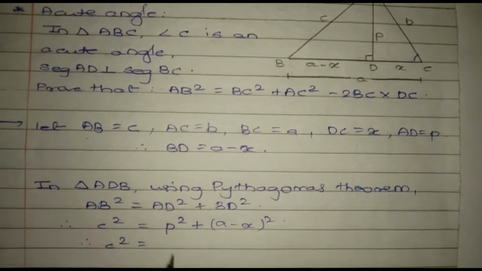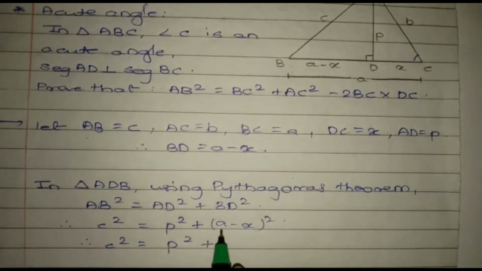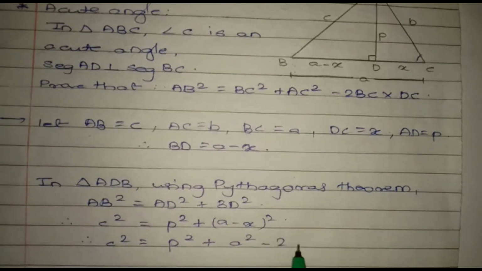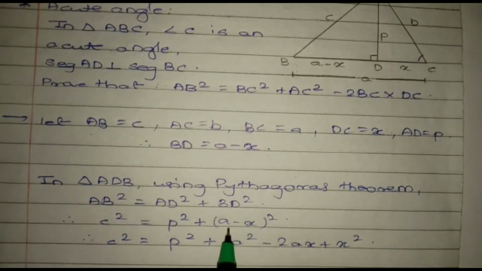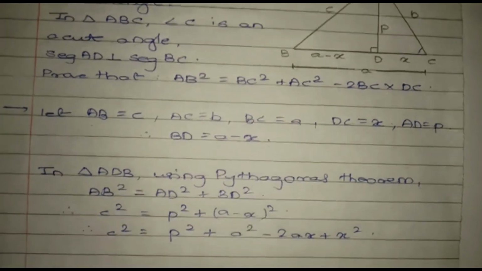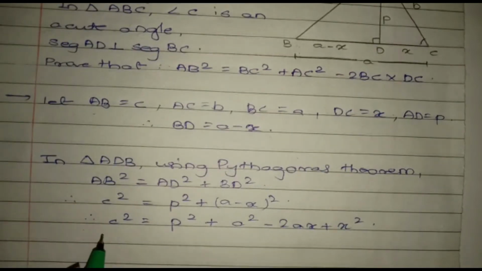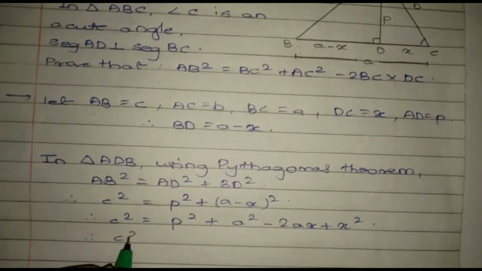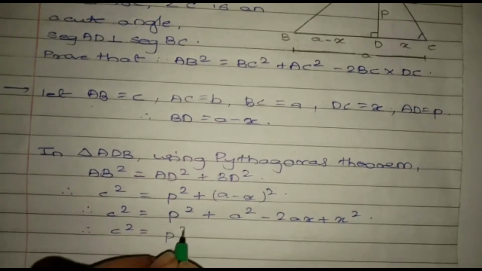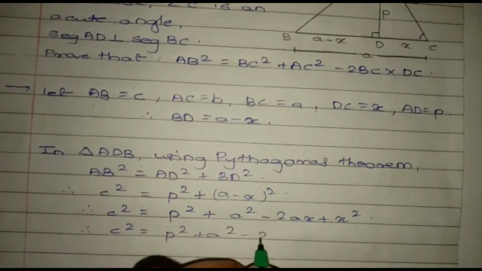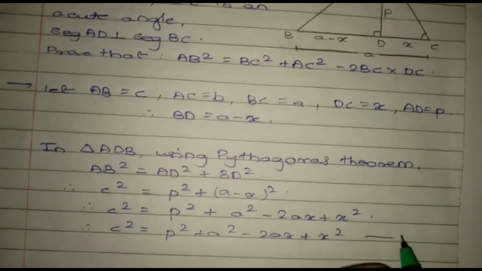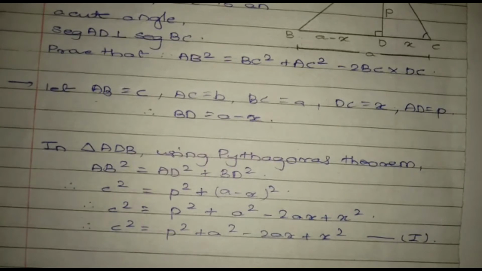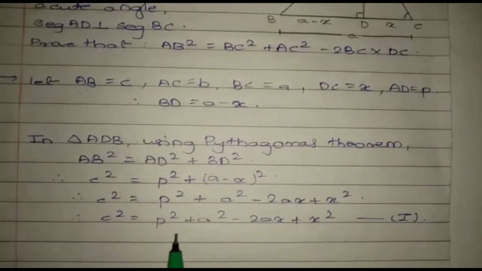Therefore c square is equal to p square plus, what is a minus x square? a square minus 2ax plus x square. That is the formula of a minus b the whole square. Therefore c square is equal to p square plus a square minus 2ax plus x square. We are going to consider this as equation number 1.